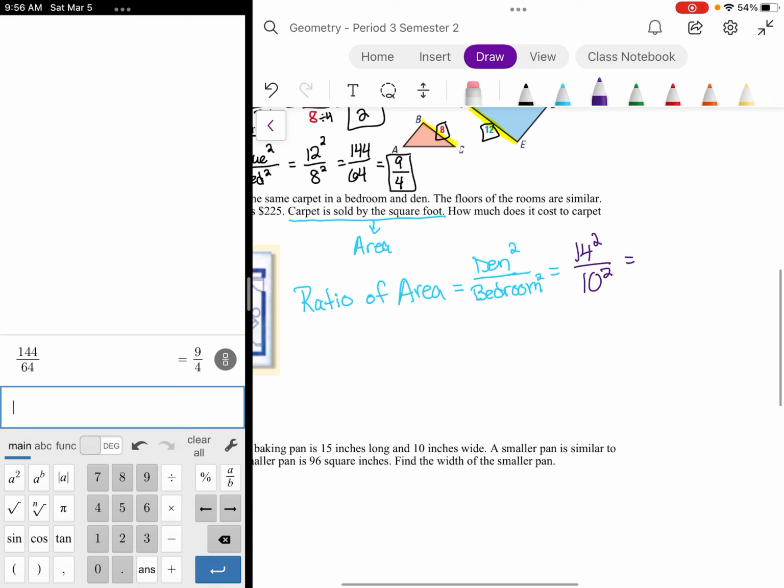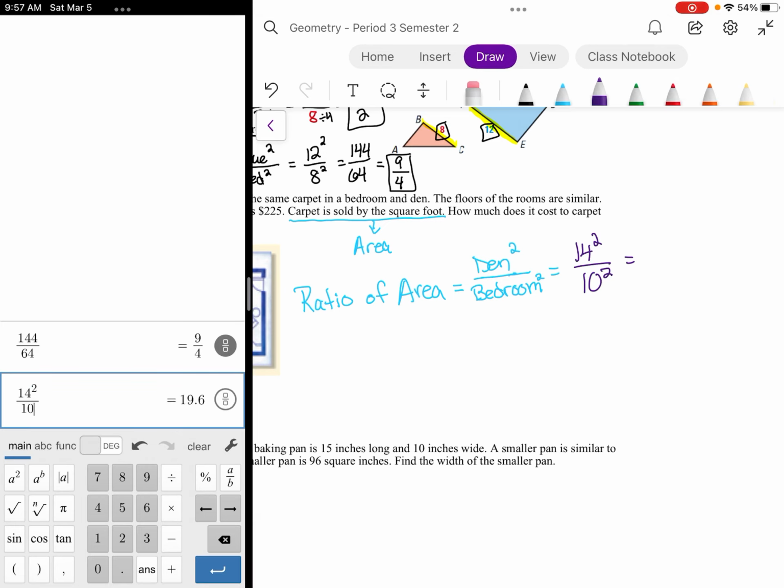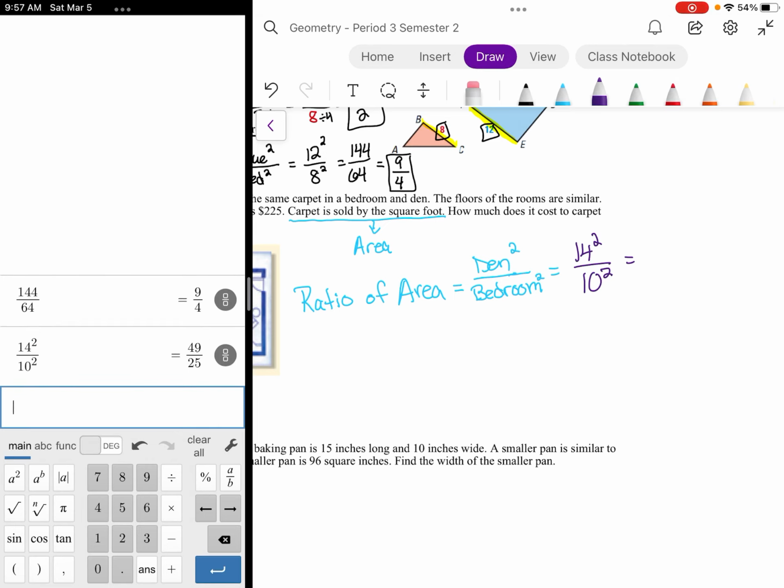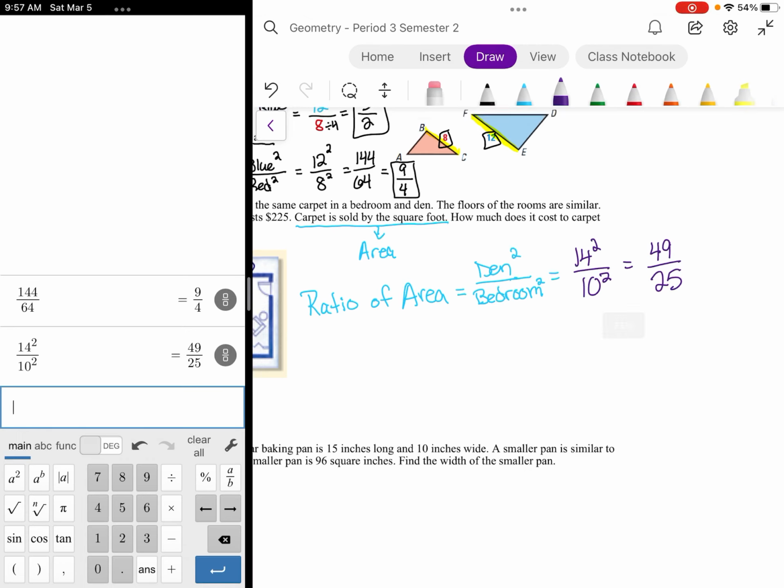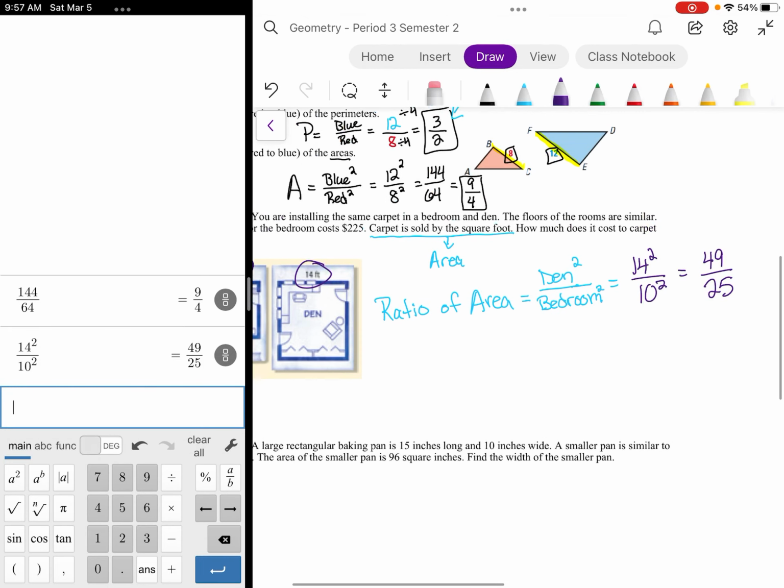So if we go ahead and simplify this, we would get 49 over 25. So this is our ratio of our areas. So that was step 1. Found our ratios.